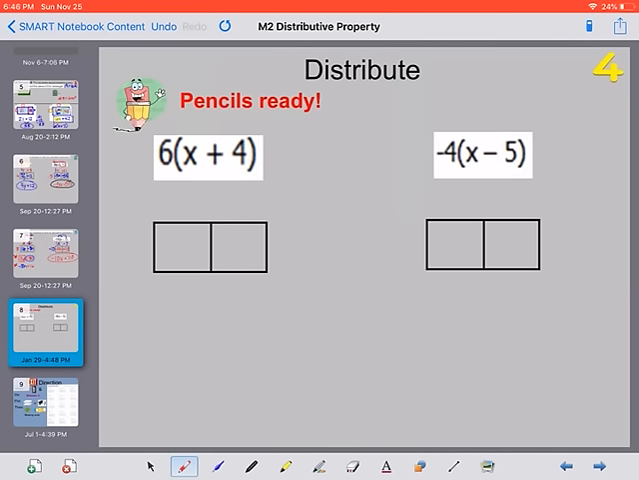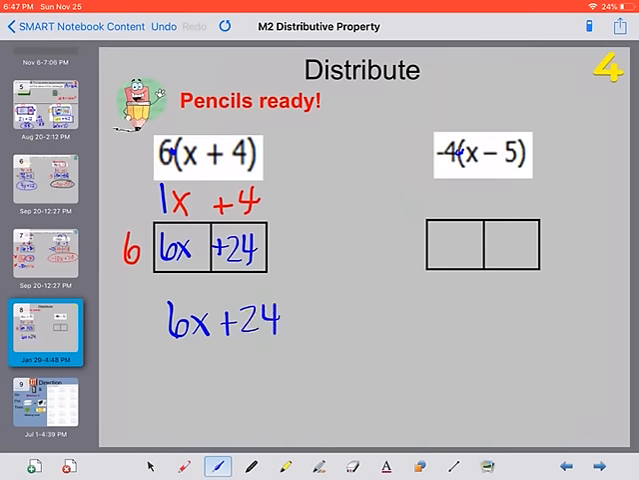All right, I would like you to try these two on your own. You're distributing or multiplying the 6 by x and by 4, and multiplying that -4 by x and by -5. So first, 6 times 1 is 6, but also multiplied by x. 6 times 4 is 24. So our first answer is 6x plus 24.